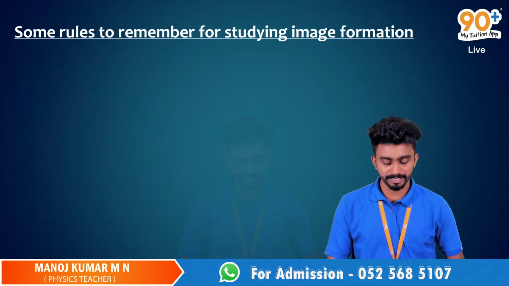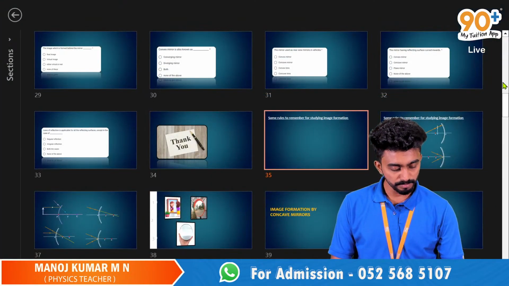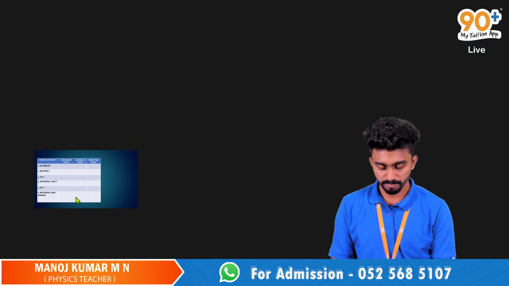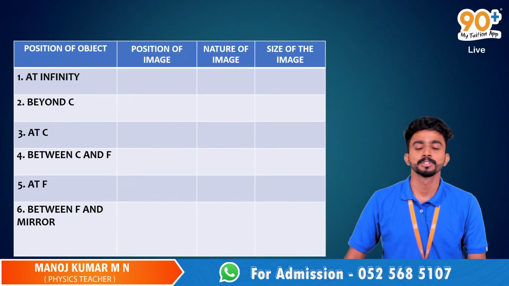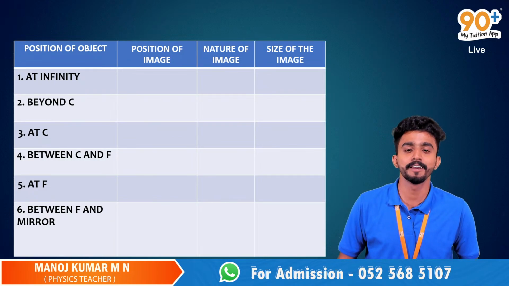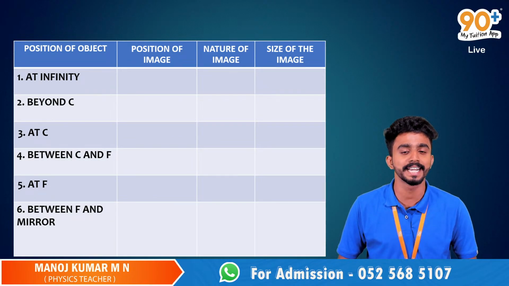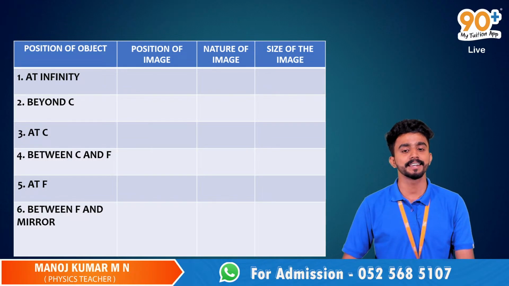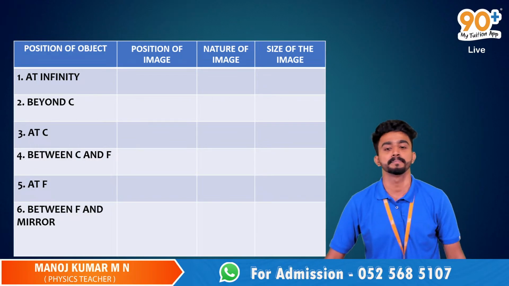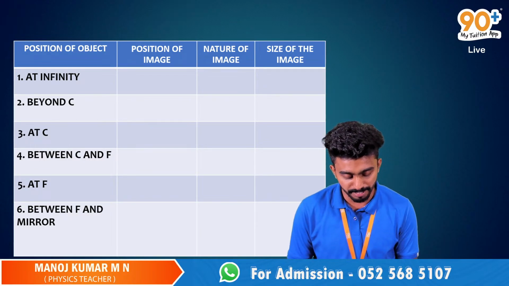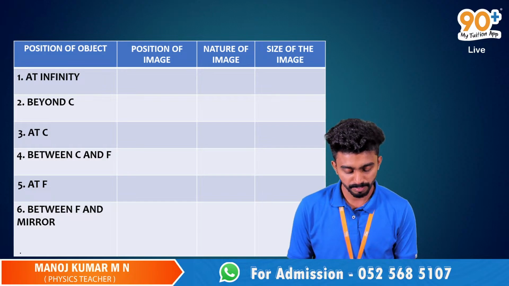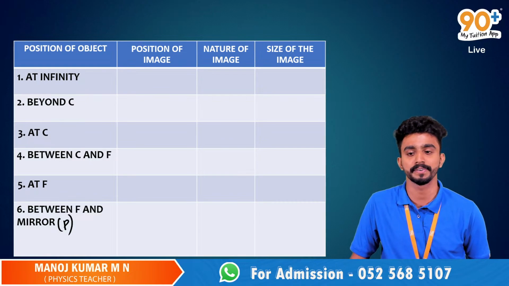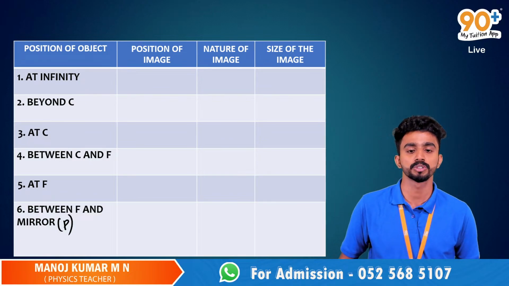Now, let's check out the homework. Guys, do you remember this particular case where we have considered the position of the object at infinity, beyond C, at C, between C and F, at F, between F and the mirror? In the case of between F and mirror, we can write it as between F and P, the pole. F means the principal focus over here.